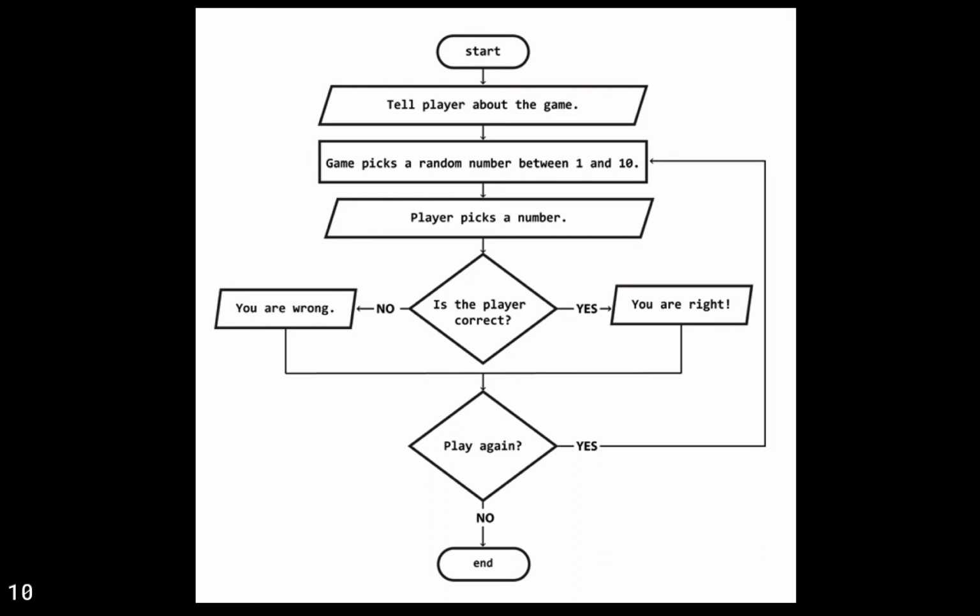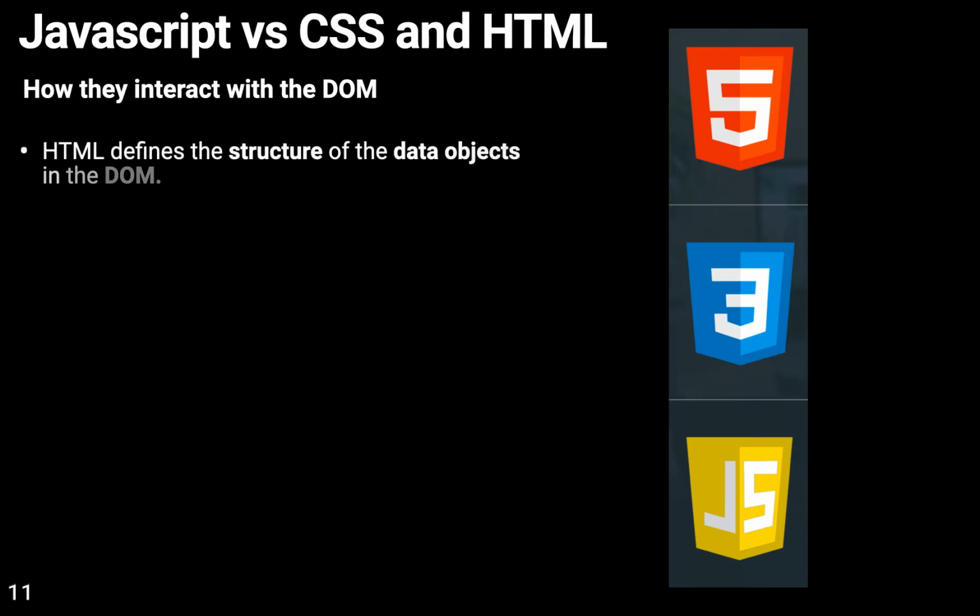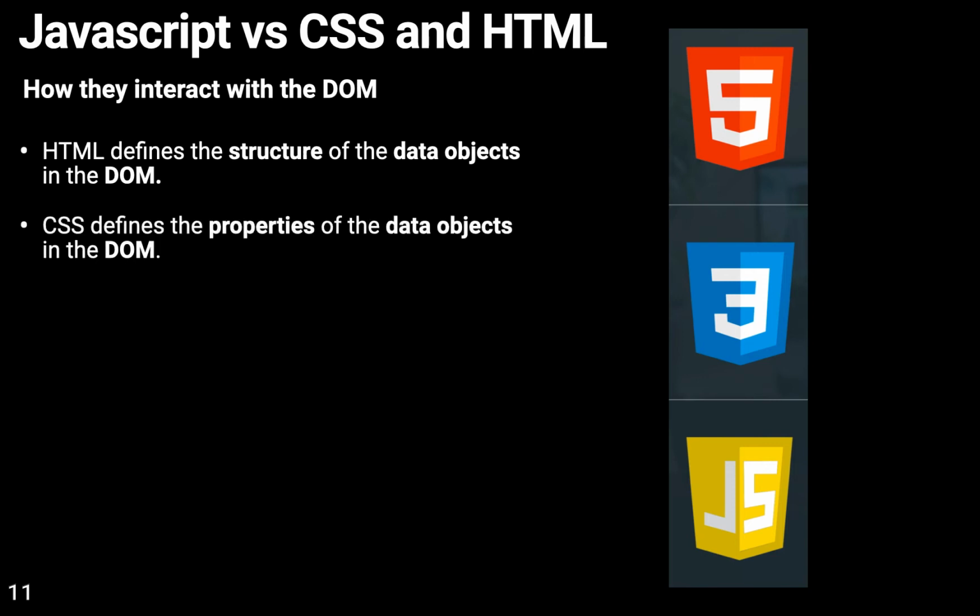Okay, so let's talk JavaScript versus CSS and HTML. We are finally into programming proper, right? The difference between these three is all about how each of them interacts with the DOM. HTML sets up the structure of the data objects in that DOM, right? Remember the tree of how your paragraph is inside of the body, which is inside of the HTML object, all that, right? CSS defines the properties of those data objects in the DOM, so changing the colors and font sizes and everything.